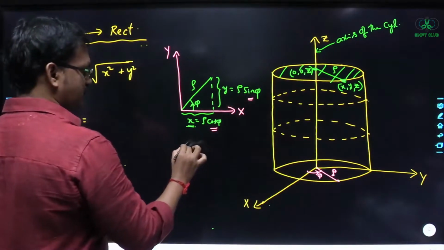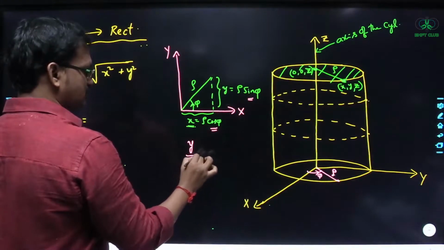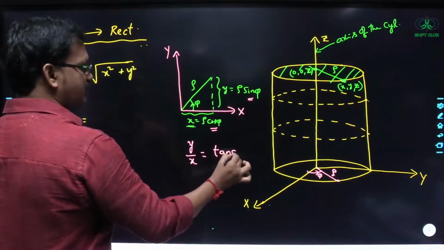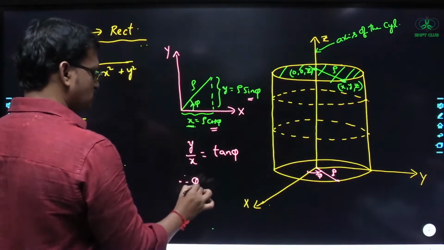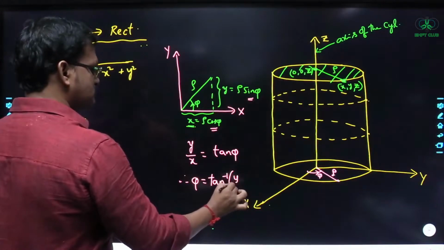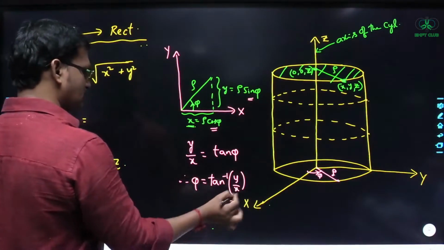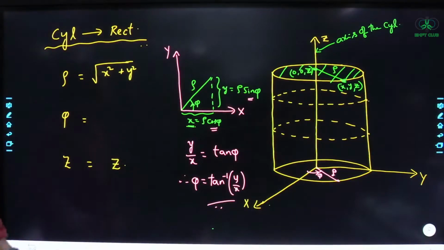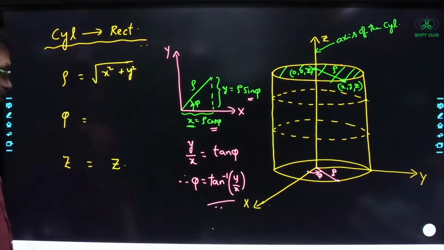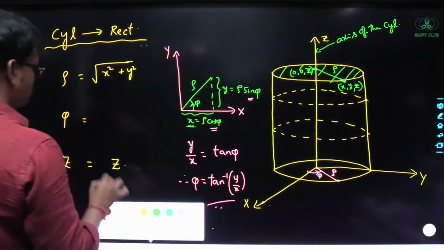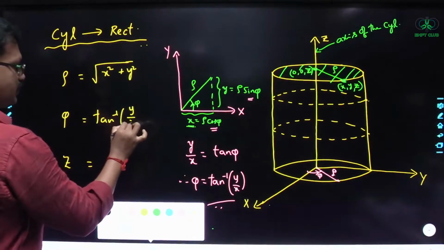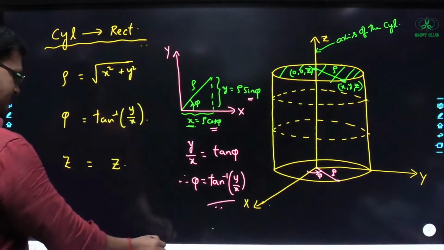So from this right angle triangle, we got x equal to rho cos phi and y equal to rho sin phi. Now if I take y by x, what are you going to get? You are going to get tan phi. Therefore phi is equal to tan inverse of y by x. This is how we can represent phi in terms of rectangular coordinates.